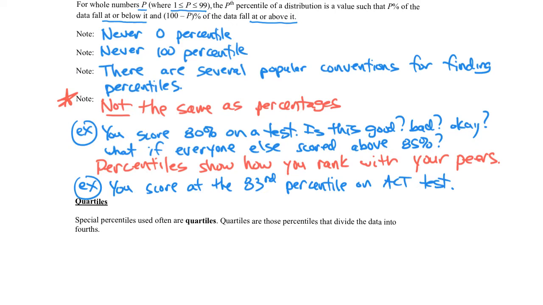So if you score at the 83rd percentile on an ACT test, well, that's a good score, right? Because the 50th percentile is right in the middle. If you score in the 50th percentile, you pretty much did average. That means you scored at or above 50% of the students who took it and at or below the other 50%. So if you score at the 83rd percentile, it's very good because it means that you scored at or above 83% of the test takers.